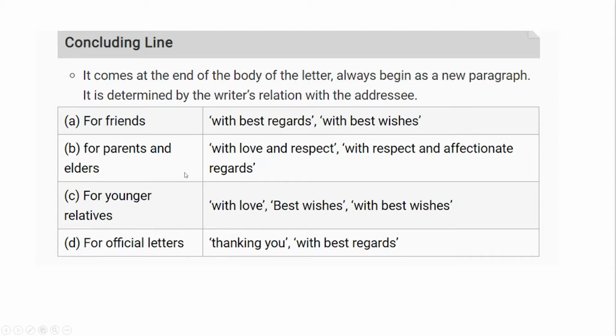So sometimes we fall into difficulties on how to write the concluding line. Should I write with best regards or best wishes? Sometimes we write capriciously because we don't know how to write a concluding sentence, how to write to our friends, to our parents or elders or younger relatives, right? So I think you will not face any problem to write a concluding line.